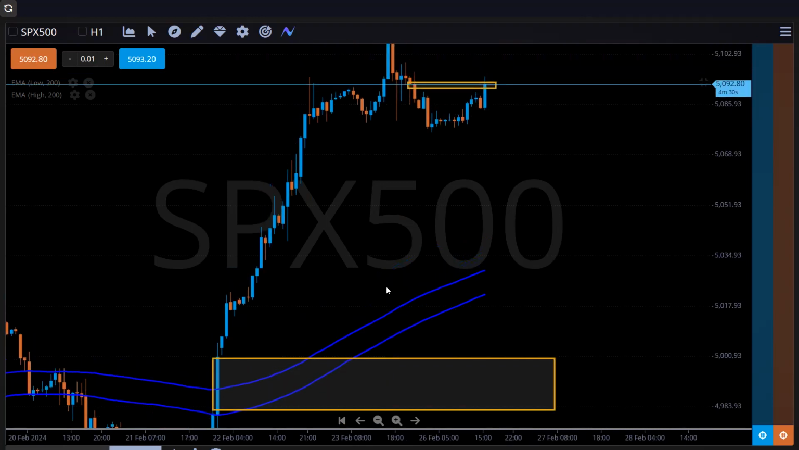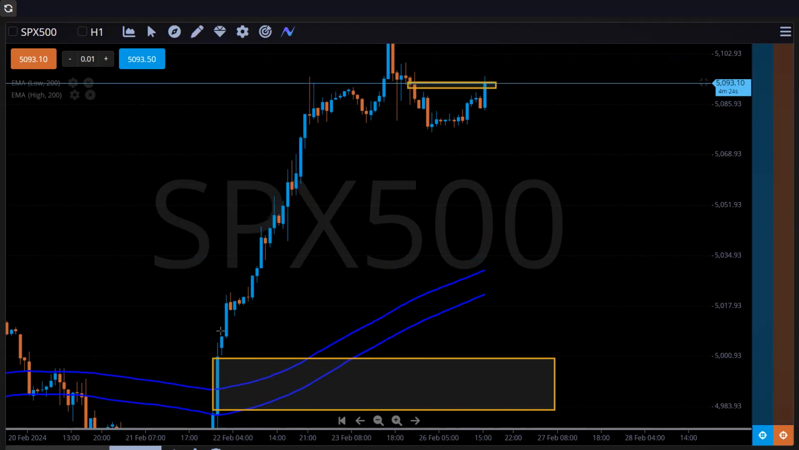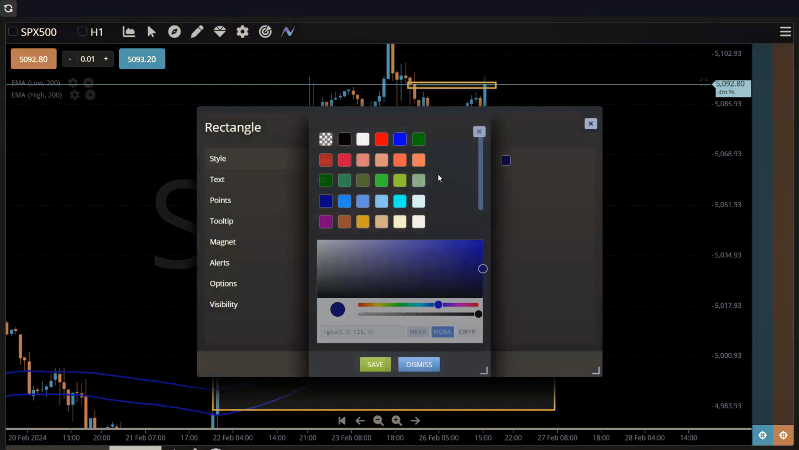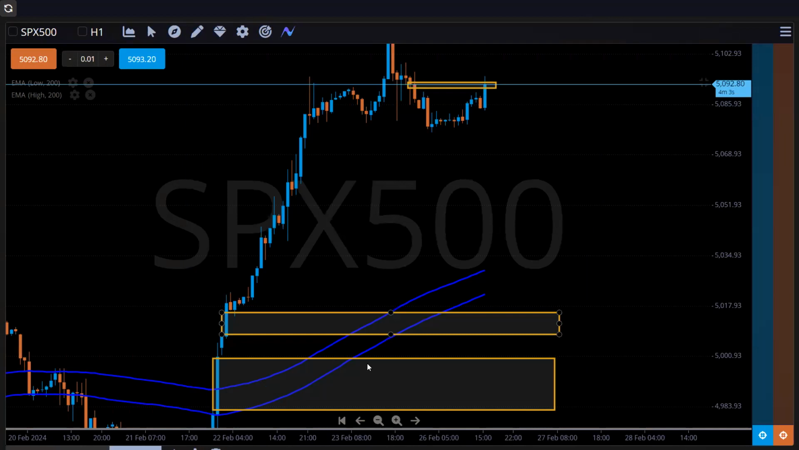So we got the imbalance here. Get another rectangle. Imbalance here. Here's the other imbalance. So I'm like, okay, when price pulls down, when I get a reaction from one of these zones, it's game time.